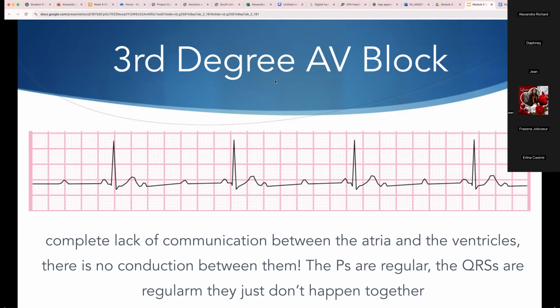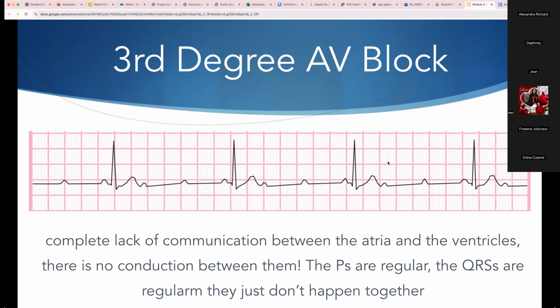And then when you count the P waves, 1, 2, 3, 4, 5, 6, 7, 8, 9, 10, 11. You have 11 P waves and only 4 QRSs. That's when you're going to say, you know what, this is probably third degree heart block. When the P's and Q's don't agree, you think third degree.